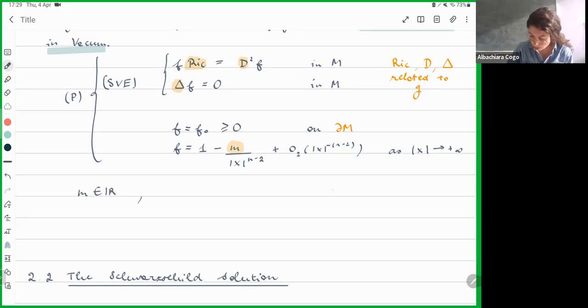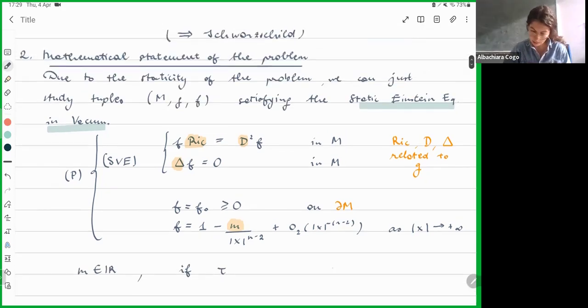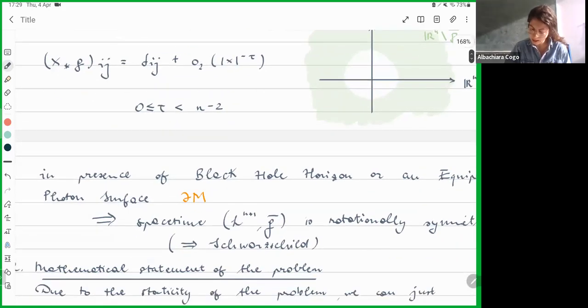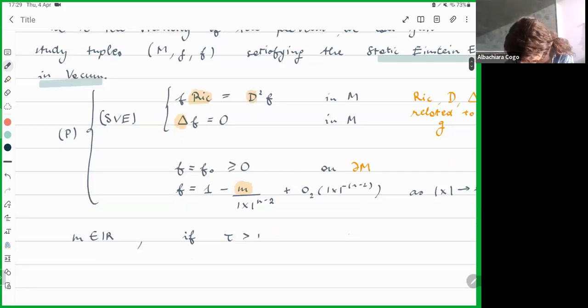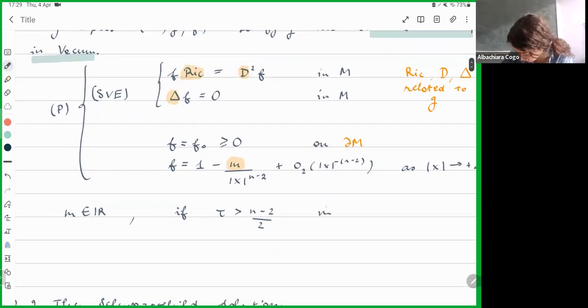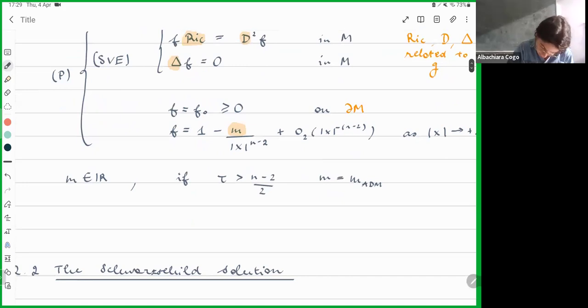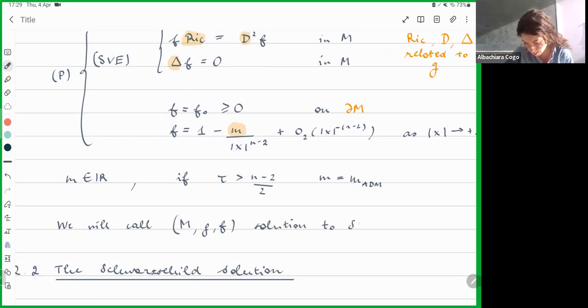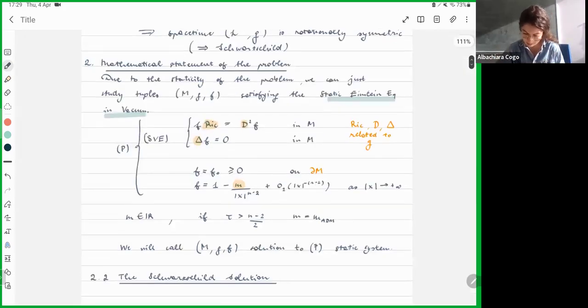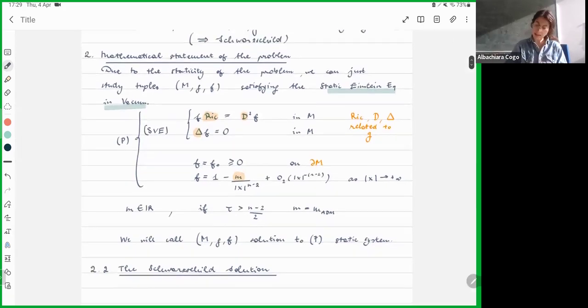And just an observation: if the tau in the decay rate that we had here is greater than n-2 over 2, then one has that the ADM mass is well defined, and m will actually coincide with the ADM mass. Just for information. And we will call a solution (M, g, f) to this problem a static solution, static system, sorry. I'm writing all of this because I will be using this terminology. So this is the mathematical setup.